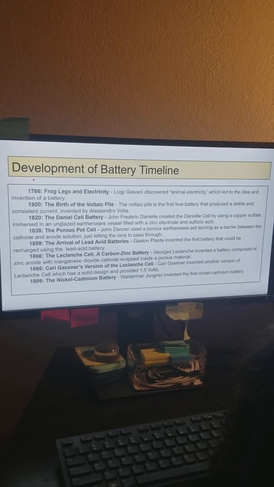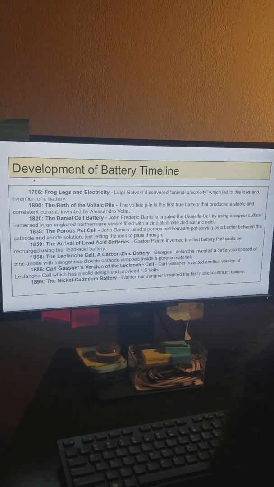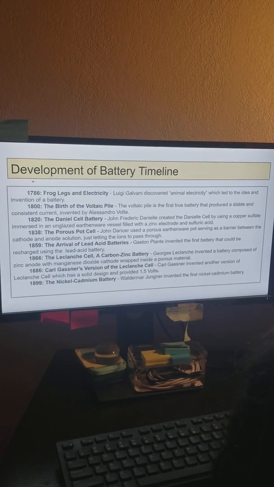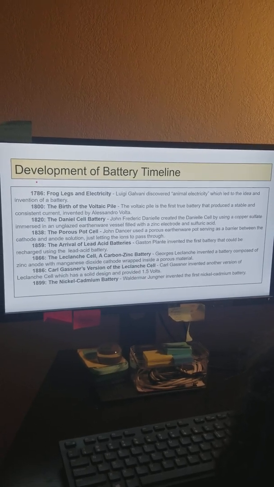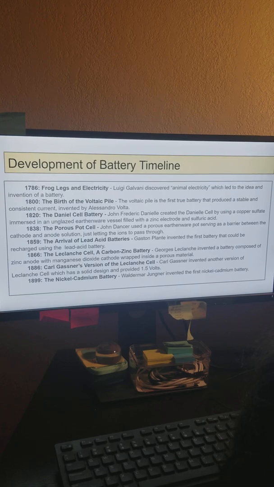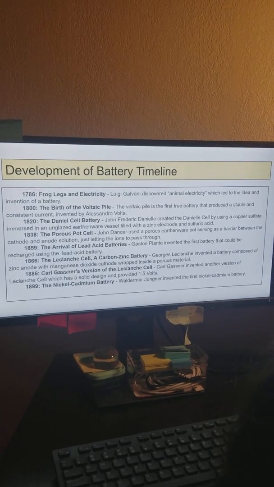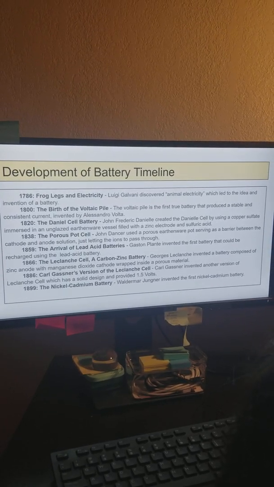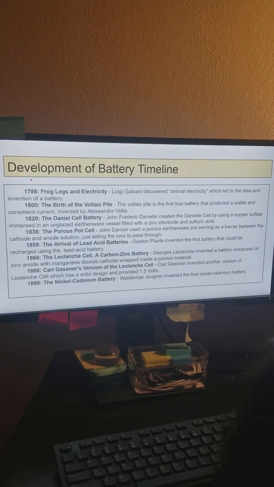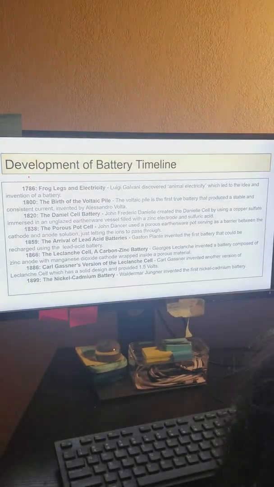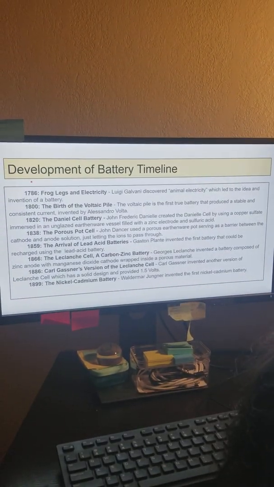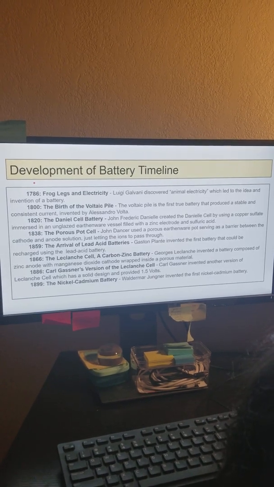1786. Frog legs and electricity. Luigi Galvani discovered animal electricity, which led to the idea and invention of a battery. 1800s. The birth of the voltaic pile. The voltaic pile is the first true battery that produced a stable and consistent current, invented by Alessandro Volta.